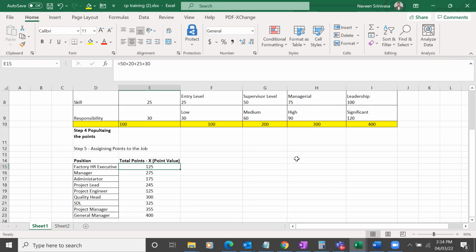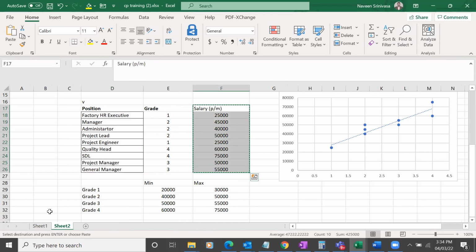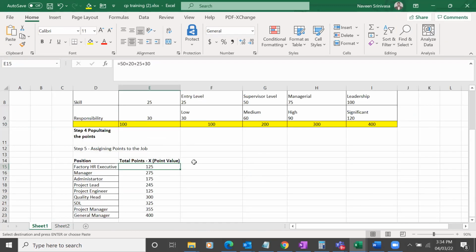Yeah, absolutely. In fact, I will recommend all of you to go and use this in your organization. This learning is of high value to you. Okay. All right. Now, please paste that market data here. Salary per month values. Yeah, that value only.